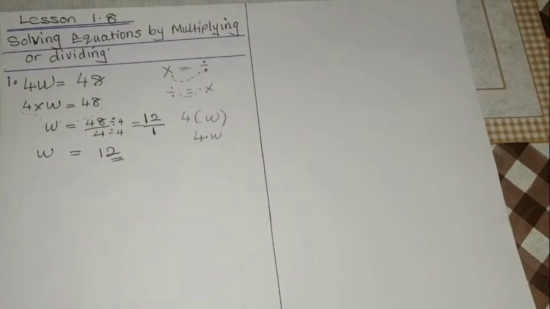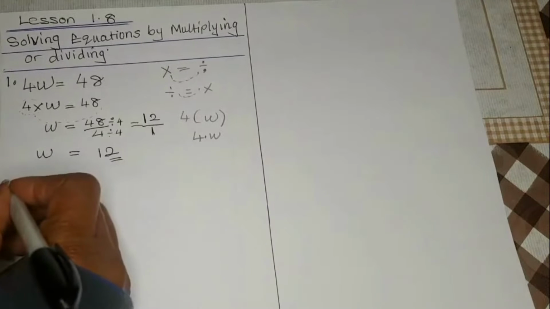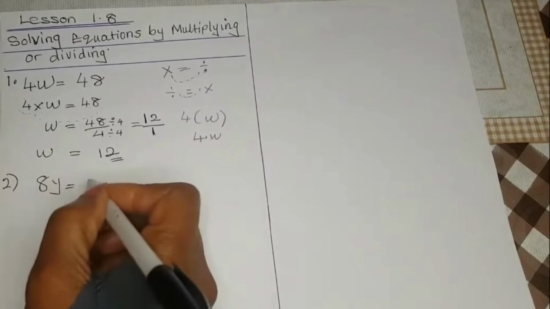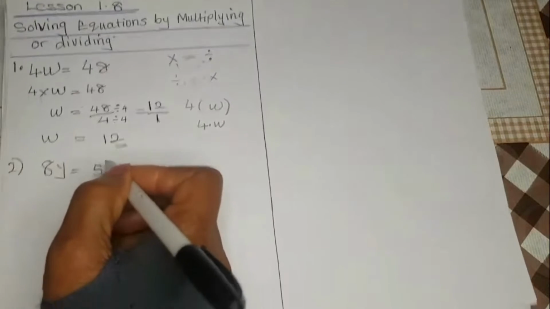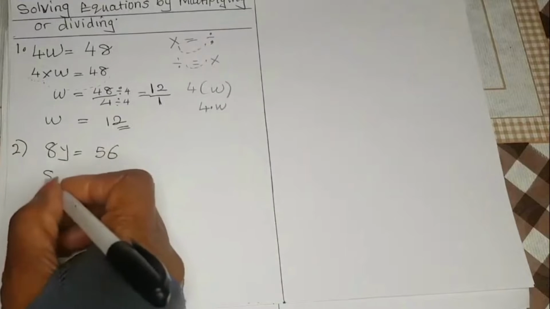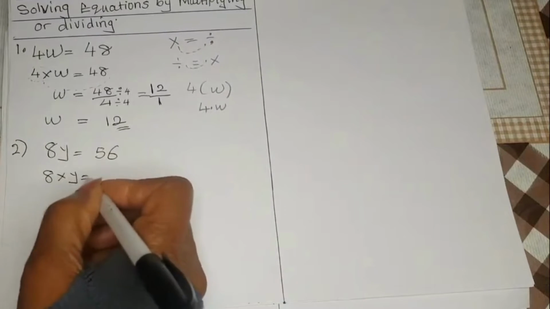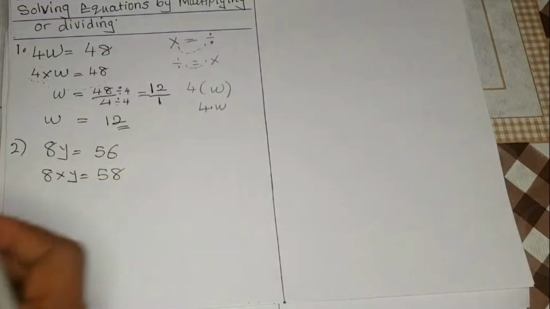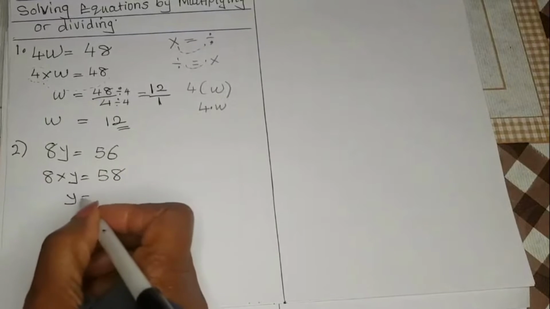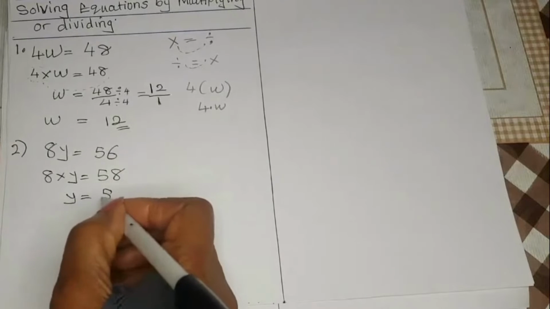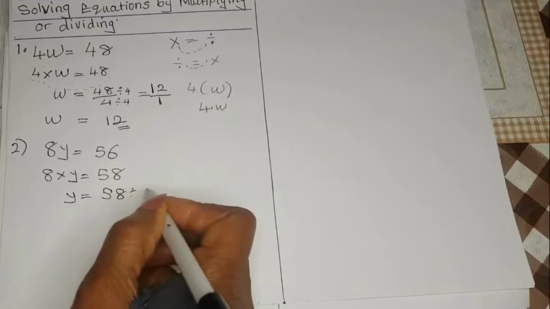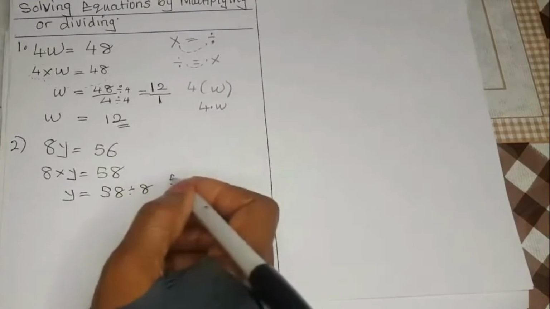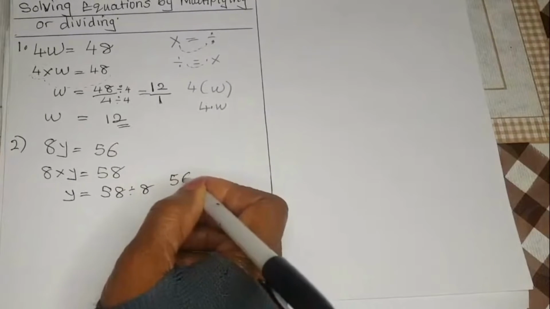Now let's go over to question number 2. Question number 2 says 8y equals 56. Same thing. This means 8 times y. So what we are moving over is 8 times. When multiplication crosses the equal sign, it gives you division. So this is 56 divided by 8.